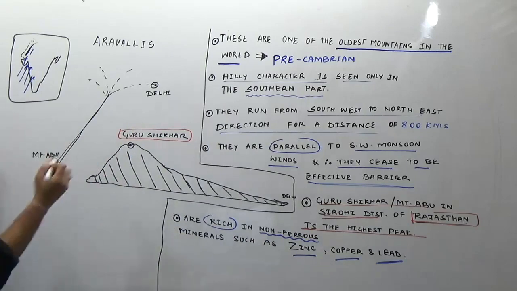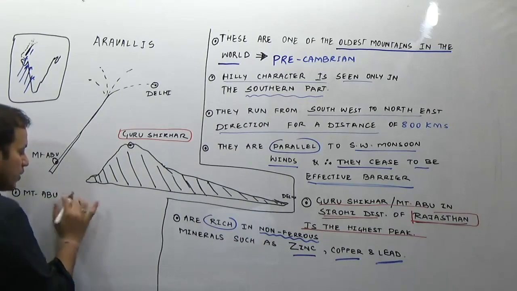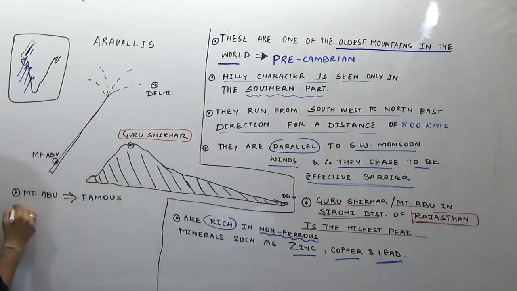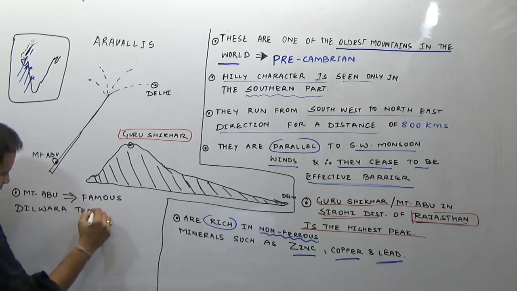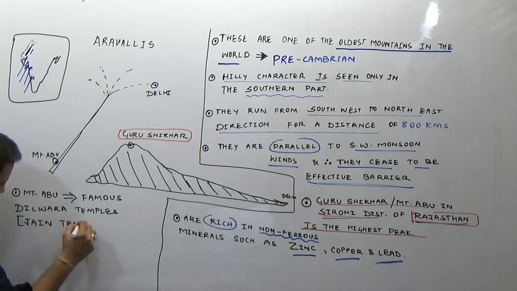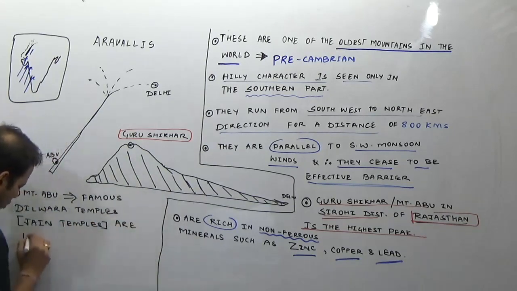The Mount Abu region, or the Aravallis, especially Mount Abu. Mount Abu is famous for which temples? The famous Dilwara temples. Which temples are these? These are Jaina temples. The famous Dilwara temples are located in Mount Abu.